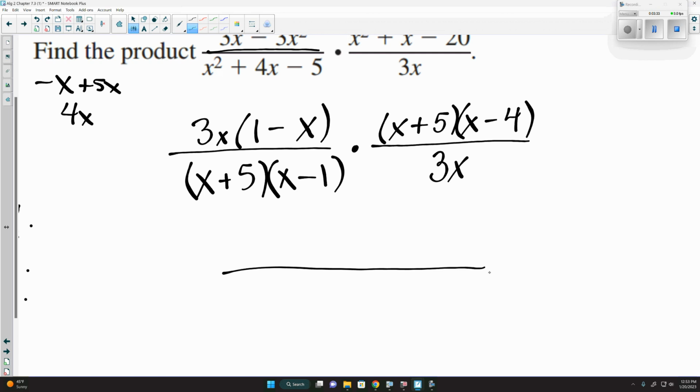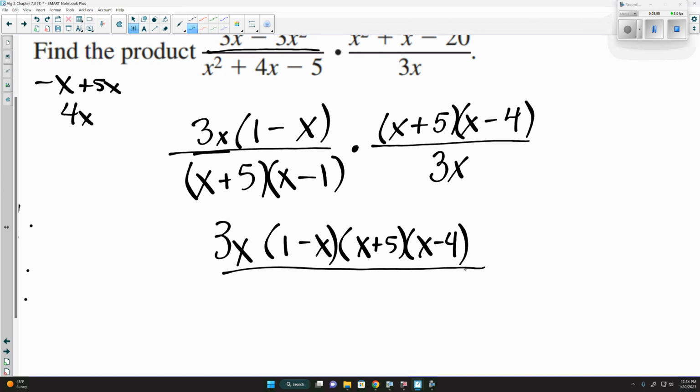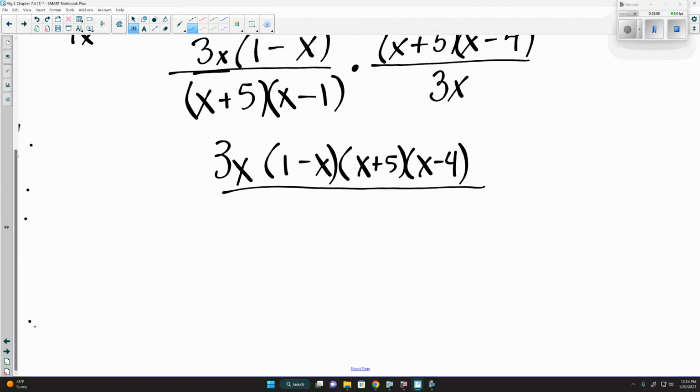Now we can multiply these together. So we multiply numerators with numerators, denominators with denominators. And normally I move the monomial terms. So in the numerator, that's just the 3x, the greatest common factor. I normally move it out front. We have 3x times 1 minus x times x plus 5 times x minus 4. The denominator. So again, I would move the 3x to the front. And it's being multiplied by x plus 5 and x minus 1.